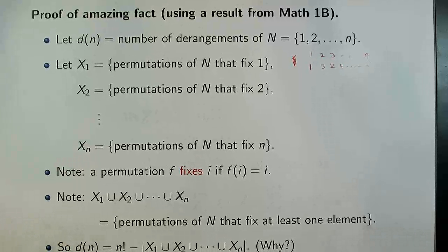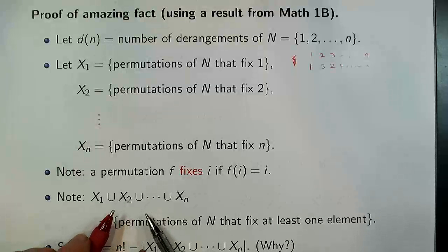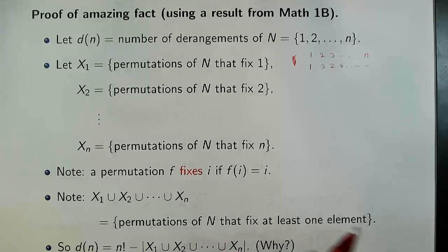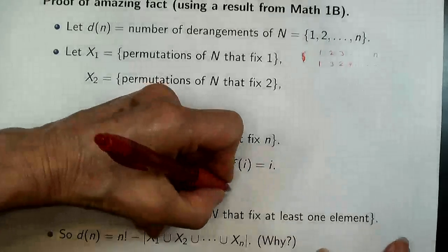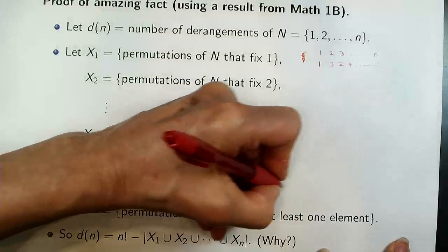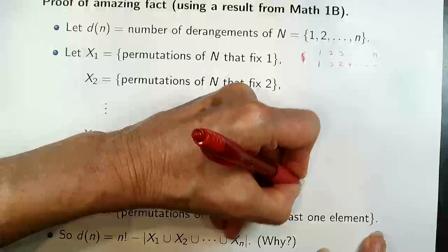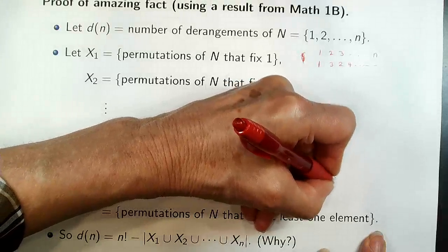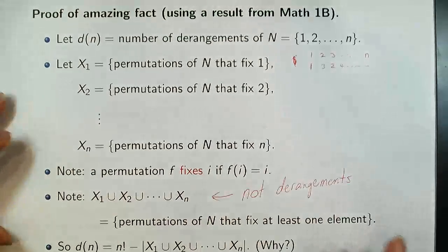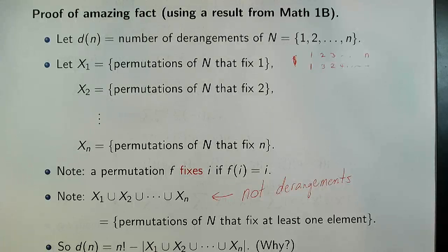Now, X1 union X2 all the way up to Xn is the set of permutations that keep at least one element where it was. So these are all the things that are not derangements. A derangement leaves nothing where it was. That's pretty similar to what we were doing, right? Yes, it is. You spotted that.